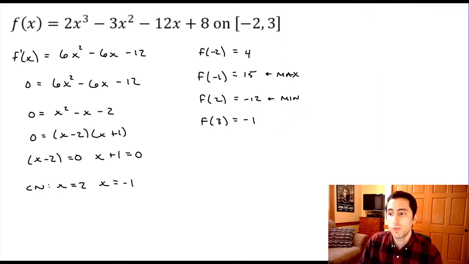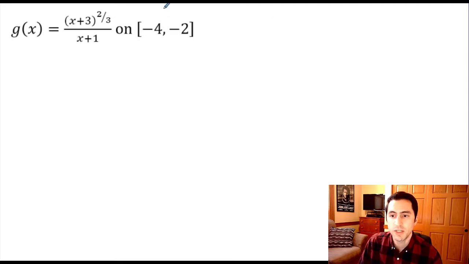All right, let's try one more example, a little bit different. So here I have a rational function, g of x is equal to x plus 3 to the 2/3 power divided by x plus 1. And let's find the absolute max and absolute min on the interval from -4 to -2. So let's start the same way. Let's find our critical numbers first.